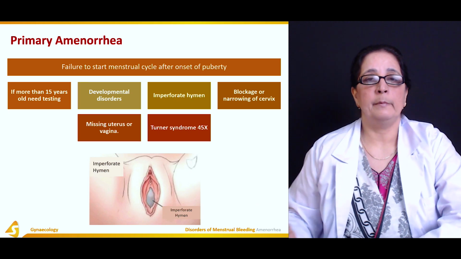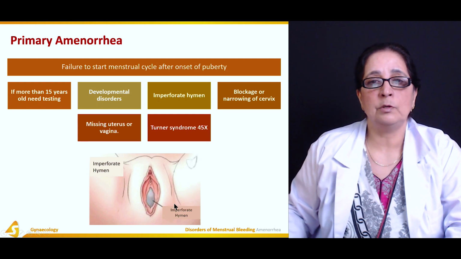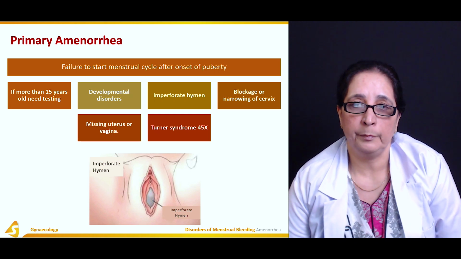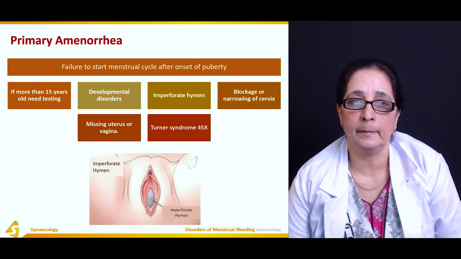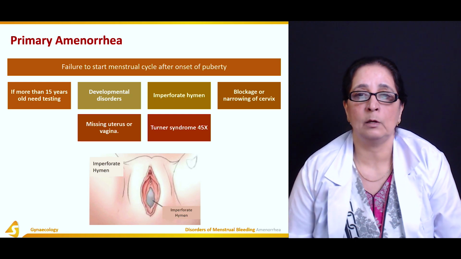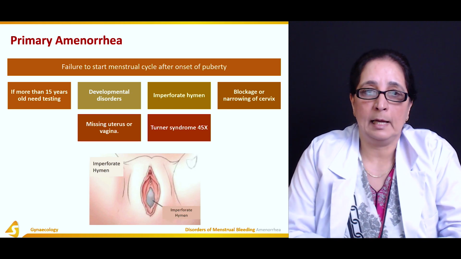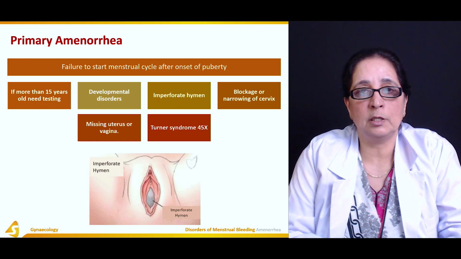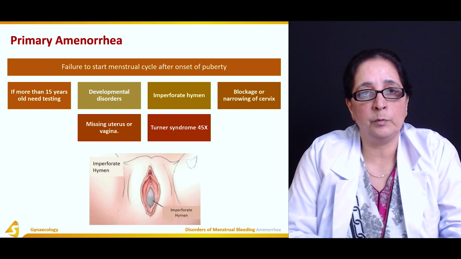So primary amenorrhea is when there is failure to start the menstrual cycle after the onset of puberty. With puberty, secondary sex characteristics start to develop, and with puberty, one other thing that starts is the regular menstrual cycle, between the age of 11 to 13 years. And if no menstruation starts by the age of 15, then it needs to be tested.